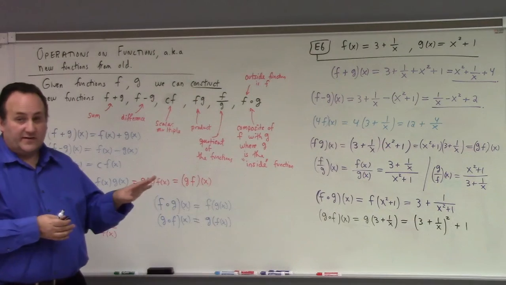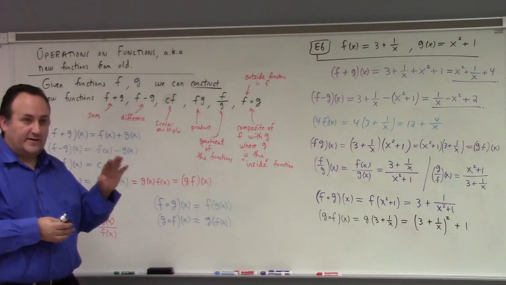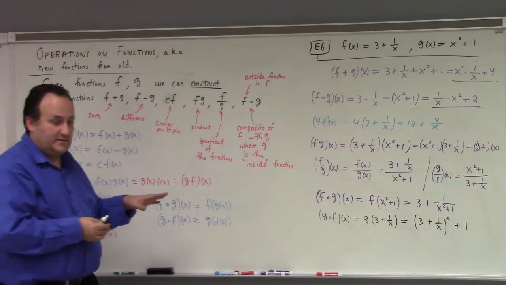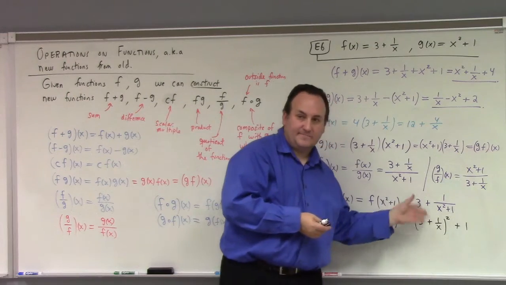It should be pretty obvious that f composed with g of x and g composed with f of x are not equal, right? Is this equal to that? I mean, pretty clearly no, right?